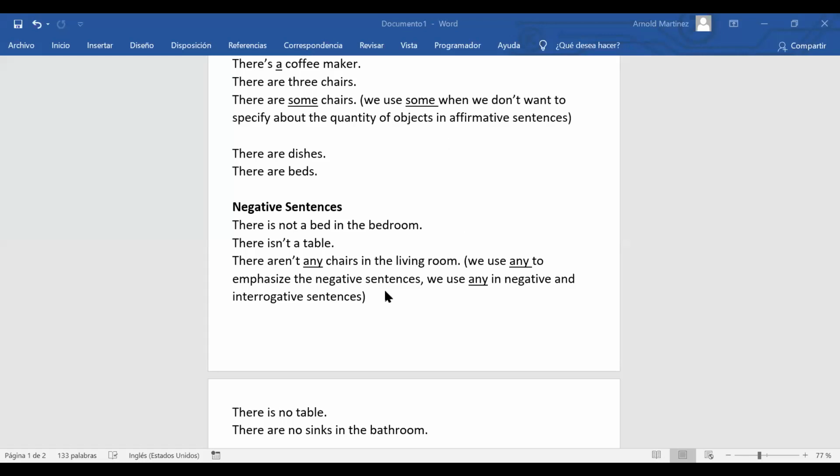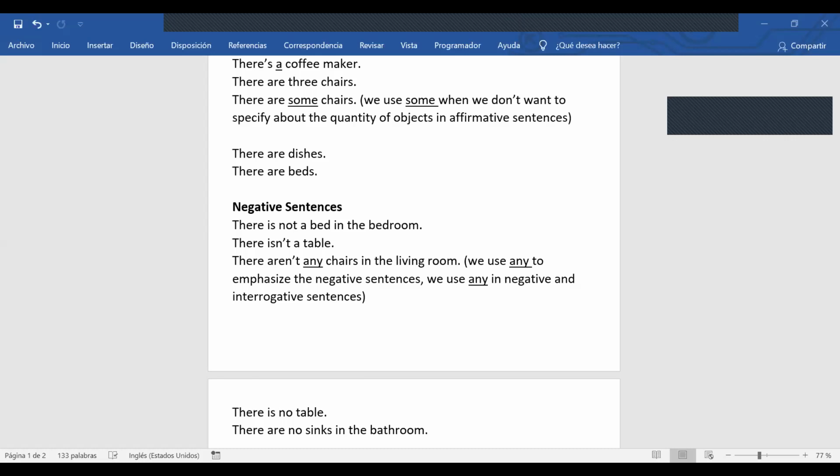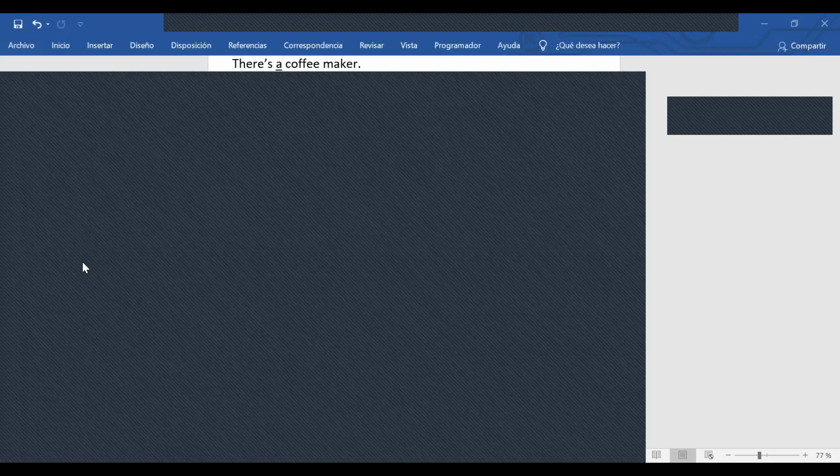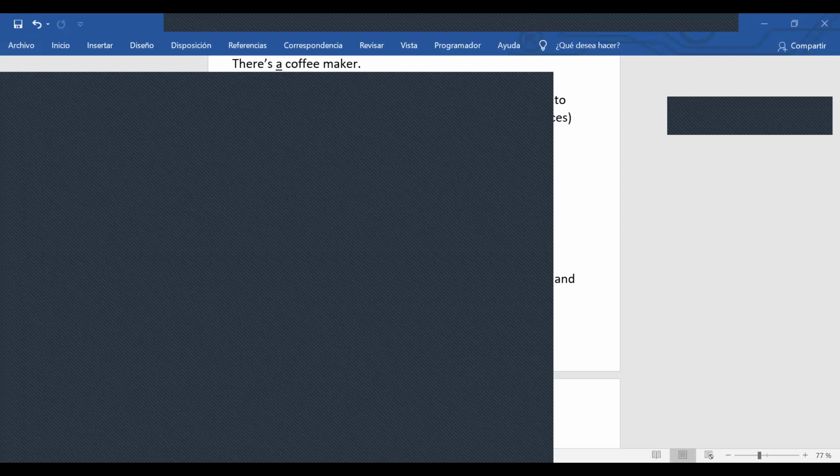Okay, now I want you to go to your book, please. I'm having a problem in here with this. I don't know what's happening. I want you to go to your book on page 49, I guess. ¿Cuál? Page 49. Right? Page 49.